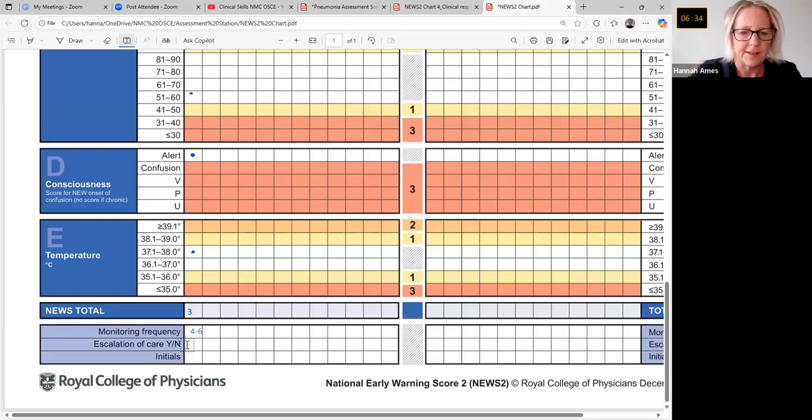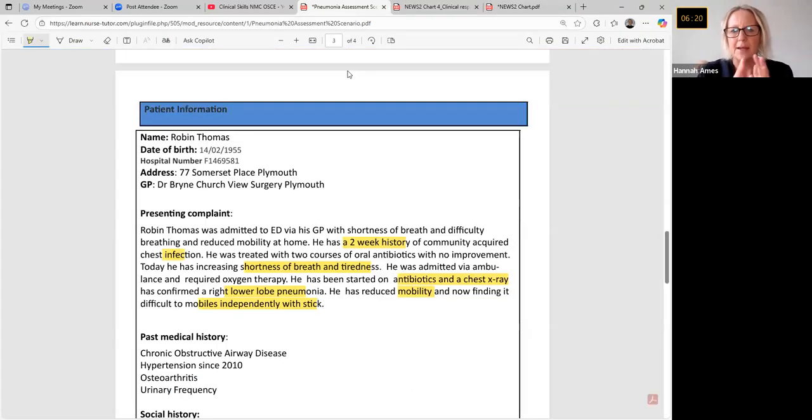I am actually going to escalate this because of the respiratory rate and the blood pressure being a bit lower than normal. And I'm going to put my initials in here. Okay, so I've finished my documentation. I'm happy that that's correct. So I'm going to go back to Robin. I'm going to decontaminate my hands using the World Health Organization 7 steps. I'm going to explain my NEWS 2 results to the patient.